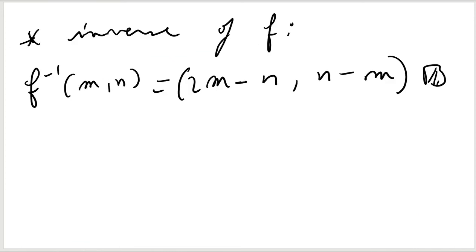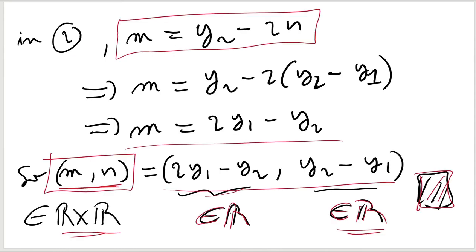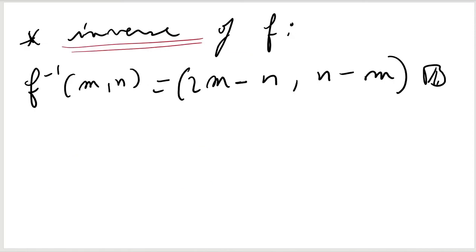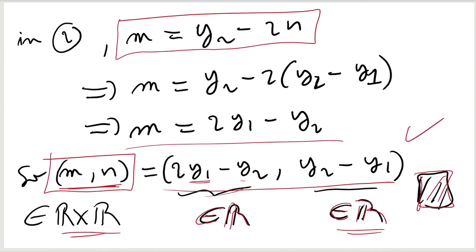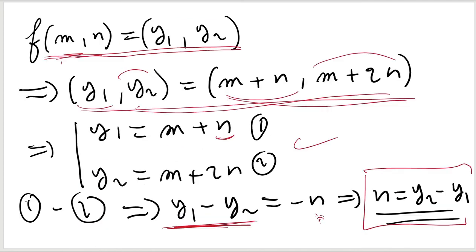Now, to find the inverse of that function, the question is you're trying to find the inverse. If you work your math right here, you just replace y1 by m and y2 by n. You get whatever you have here. You can see that it's just this expression where we replace y1 by m and y2 by n. So basically we get that type of expression.